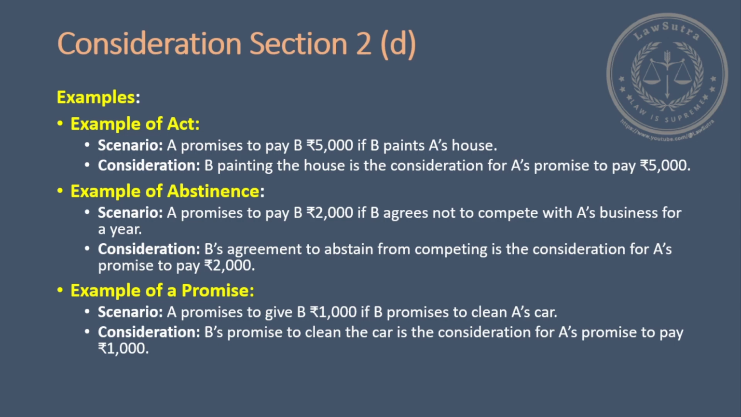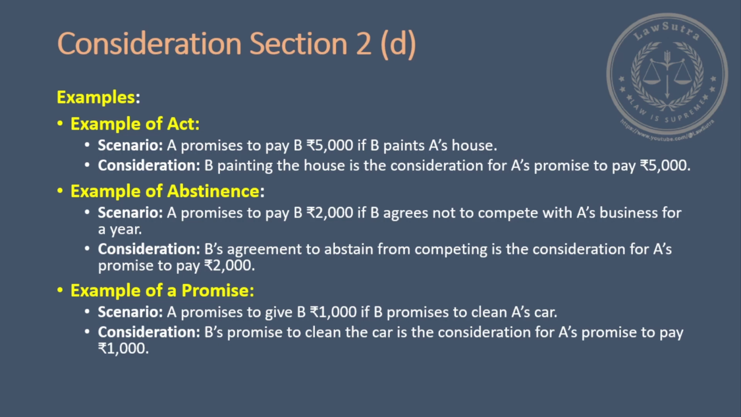Examples. Example of an act: A promises to pay B 5,000 if B paints A's house. Consideration: B painting the house is the consideration for A's promise to pay 5,000. Example of abstinence: A promises to pay B 2,000 if B agrees not to compete with A's business for a year. Consideration: B's agreement to abstain from competing is the consideration for A's promise to pay 2,000.